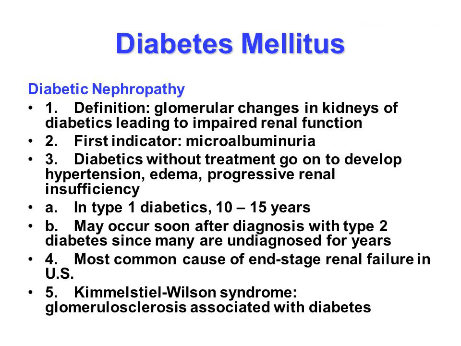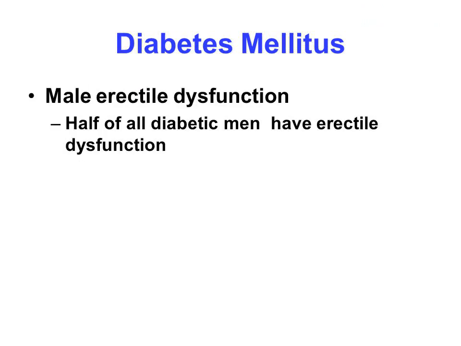4. Most common cause of end-stage renal failure in the U.S. 5. Kimmelstiel-Wilson syndrome, glomerulosclerosis associated with diabetes. Diabetes mellitus, male erectile dysfunction. Half of all diabetic men have erectile dysfunction.